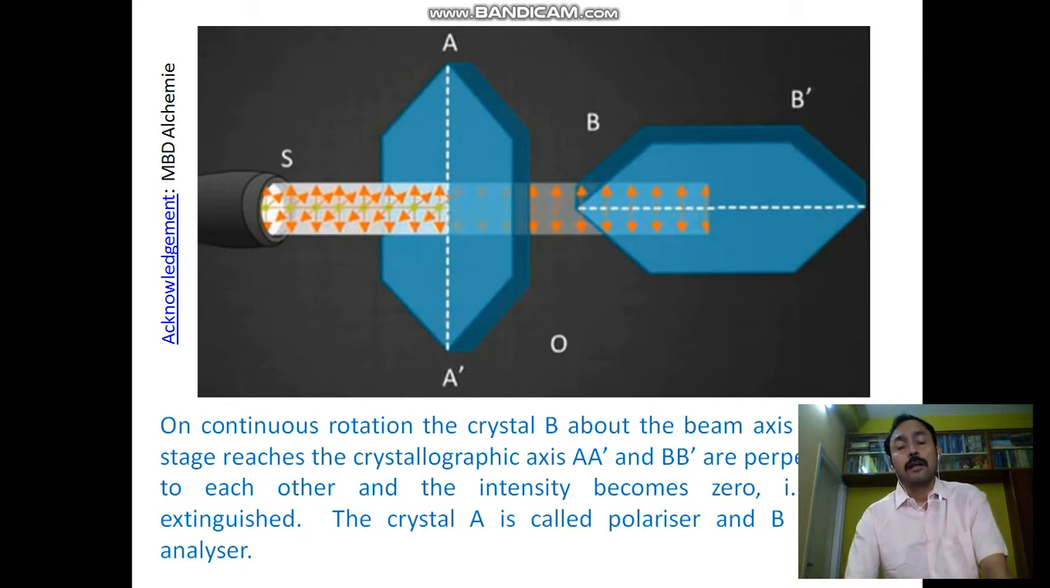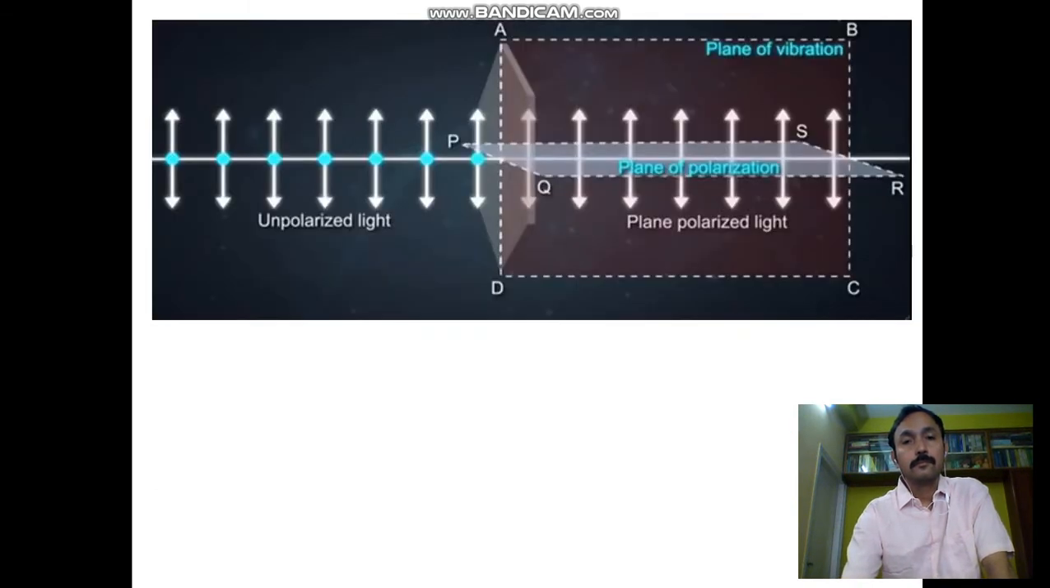On continuous rotation, as I have already told, of the crystal B about the beam axis SO, the stage reaches where the crystallographic axes AA dashed and BB dashed are perpendicular to each other, and the intensity becomes 0. That is, light is extinguished. The crystal A is called polarizer and B is called analyzer.